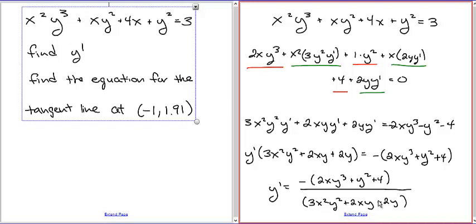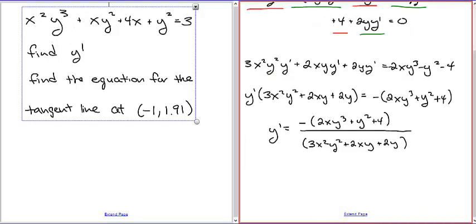I'm just double checking here that I did this right when I did it again. So bear with me while I double check everything. Okay, that's correct. So that's the derivative. Now what I'm going to do next is evaluate this derivative at the point -1 comma 1.91. That's the solution. So find the value of the slope.